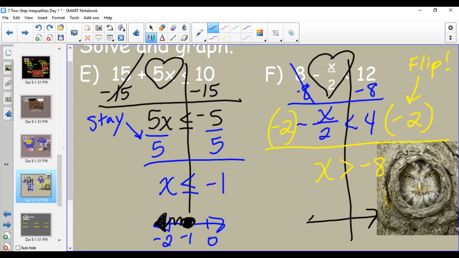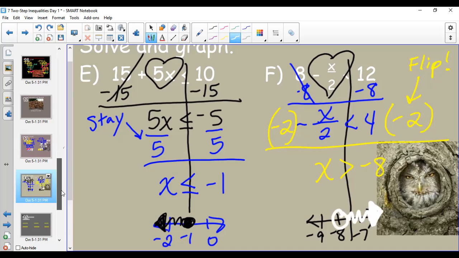And if I graph it here really quickly, I put -8, 1 smaller, -9, 1 bigger, -7. I'm going to have an open circle since it's not equal to, and it's going to be shaded to the right. X is the bigger number, so I'm going to shade towards the bigger numbers.